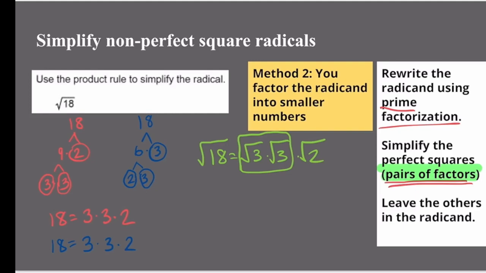Square root of 3 times the square root of 3. I'll write it up here. Technically, that's the square root of 3 squared because there's 2 of them. This exponent and this radical, because it's a square root, are going to eliminate themselves. So this will simplify into just 3. That 2 is going to stay in the radical. So because we have a pair of 3's, the 3 would come out. And that's how you simplify non-perfect square radicals.